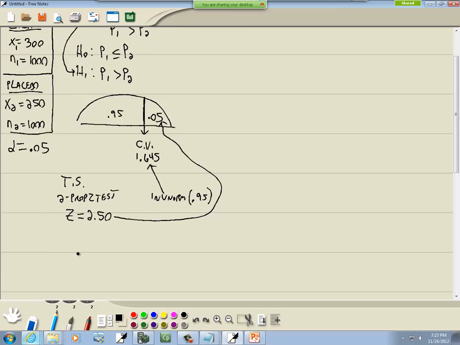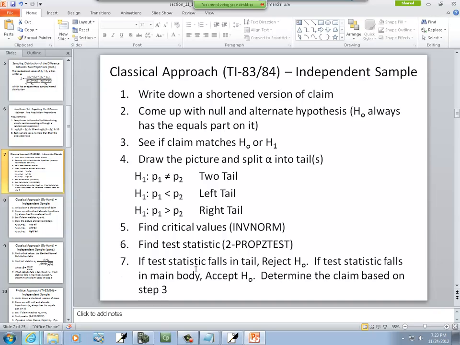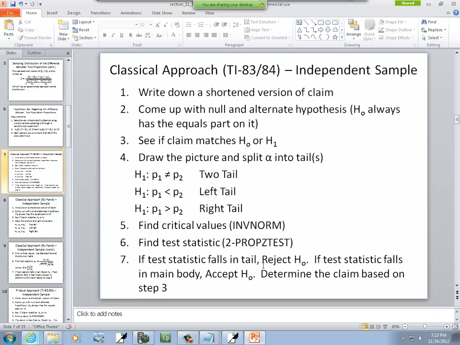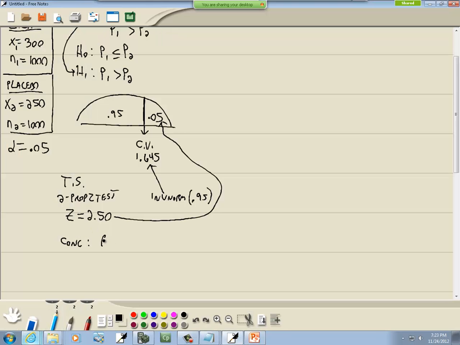So for a conclusion, if the test statistic falls in a tail, which it does, it says reject H naught. So we're going to reject H naught, which means we'll accept H1. Most books will use the word do not reject. And our claim matches H1, so whatever we say about H1 is what we say about our claim. We accepted H1, so we'll accept our claim.